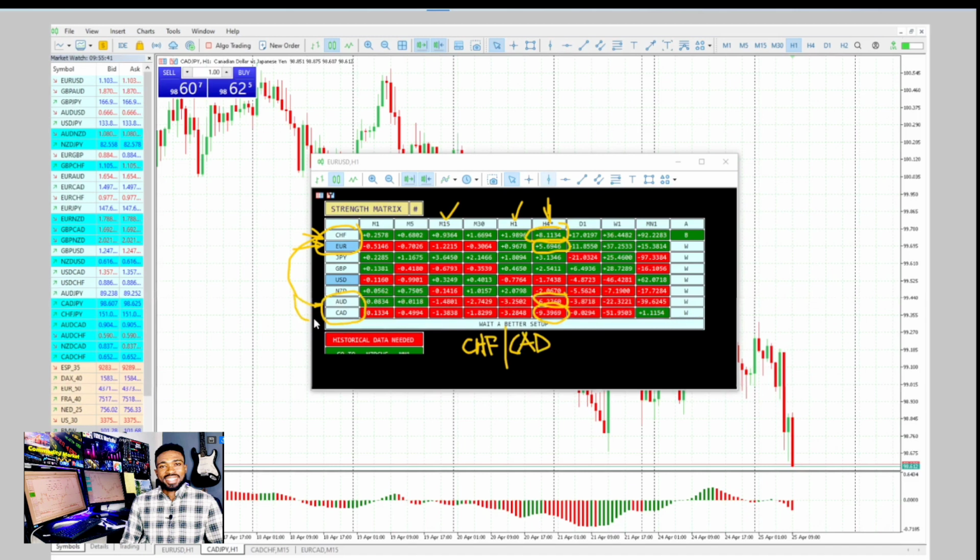We can also merge the switch with the AUD because they are all weak. So you can say switch with AUD.